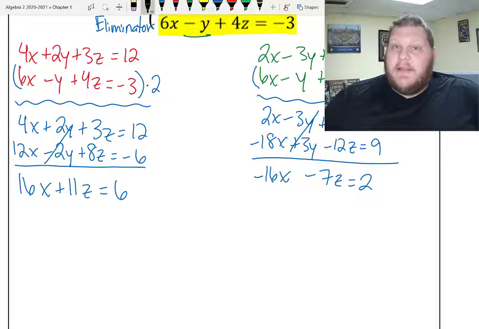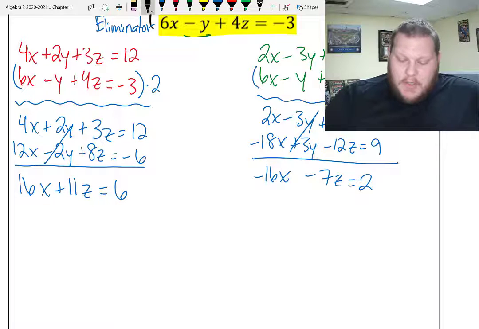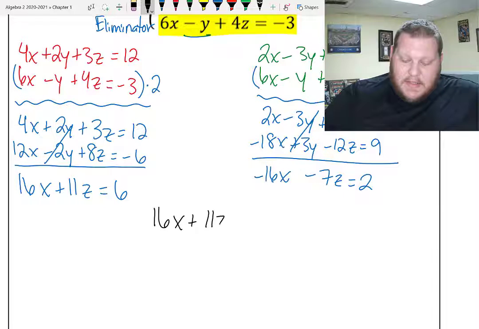So what I'm going to do, I'm going to rewrite this in black. I've got my new equation I'm going to be working with. My new system is going to be what I was left with. So 16x plus 11z equals 6. And then negative 16x minus 7z equals 2.